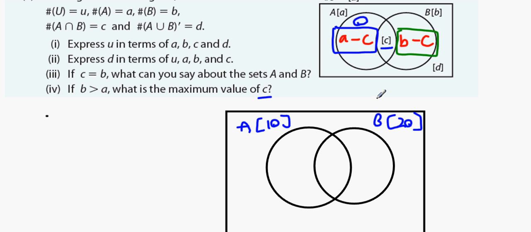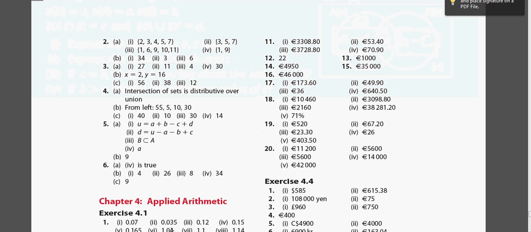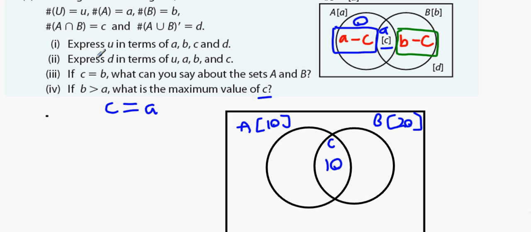Now, the maximum value of C, okay, the maximum value of overlap is 10. Okay, everybody in A turns up to enter C. So this means that our value is A. So C could be therefore equal to A because all our people go in here. So maximum value of C, C equals A. And there it is, A is the answer, okay? Next question.